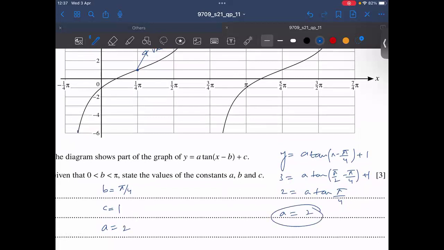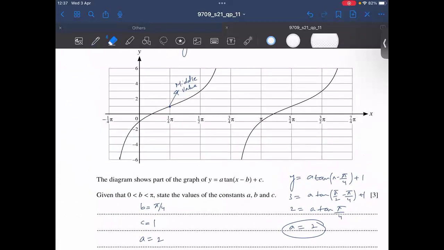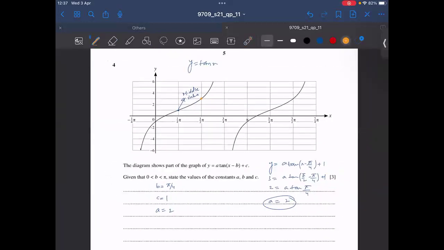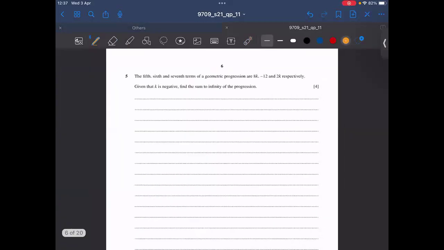Is that so or not, Mr. Iman? Yes, sir. I just substituted this point in this equation which we have found, in place of x and y, because we have already found the values of b and c. I've got A as 2. All right. Now let's move on.